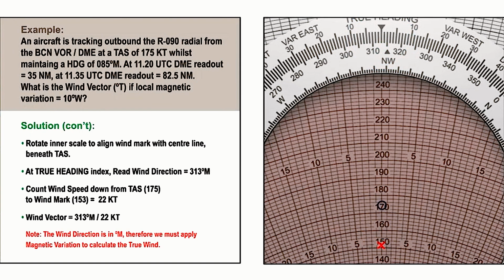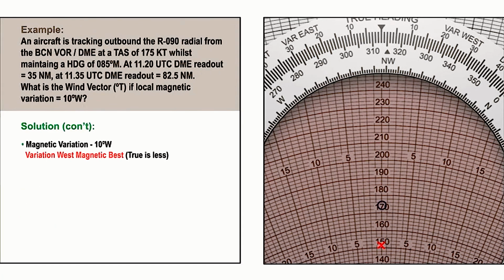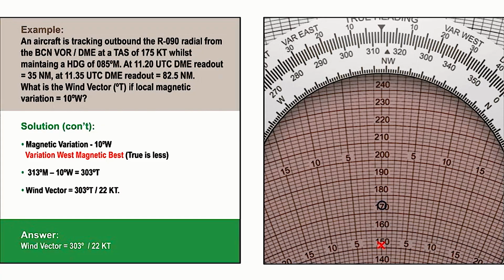Now we must apply the magnetic variation to calculate the true wind. We know that the magnetic variation is 10 degrees west, which means that the magnetic heading is best, that is to say, more than the true heading by 10 degrees. So we subtract 10 degrees from the magnetic heading to give a true heading of 303 degrees. So we have a wind vector of 303 degrees true at 22 knots.